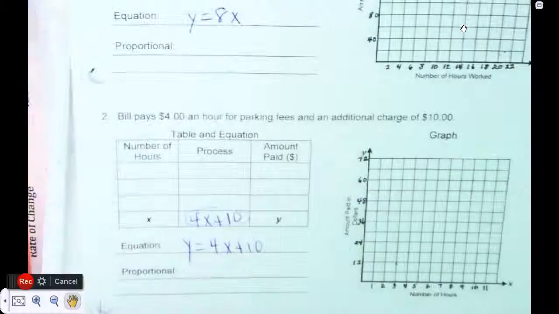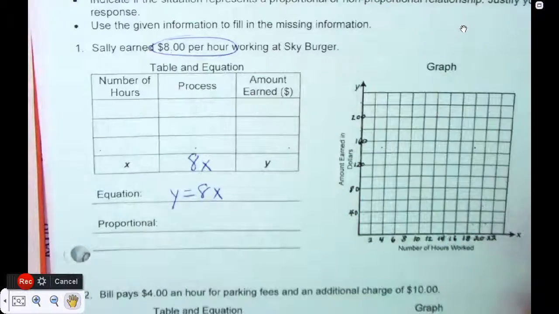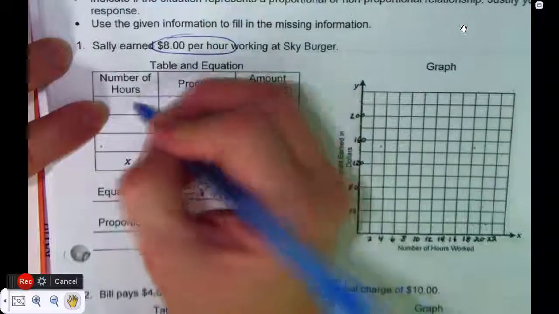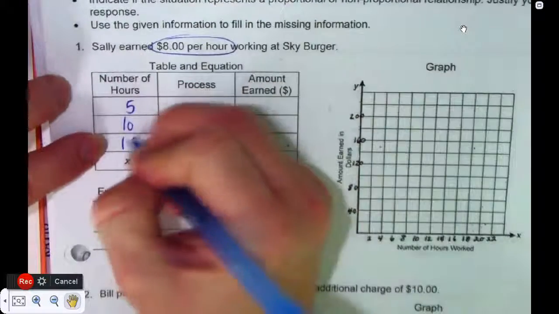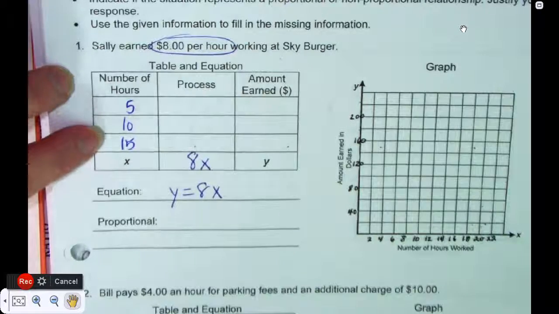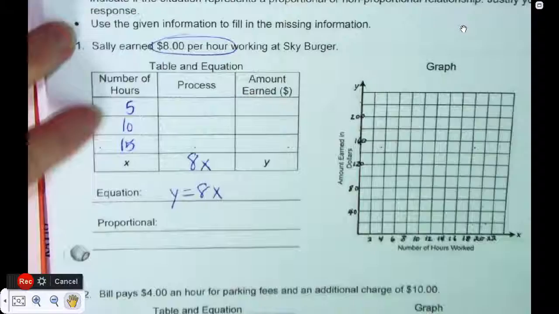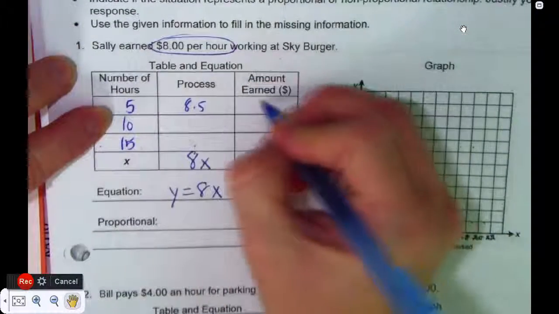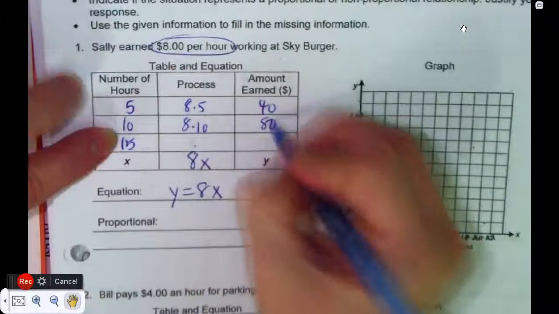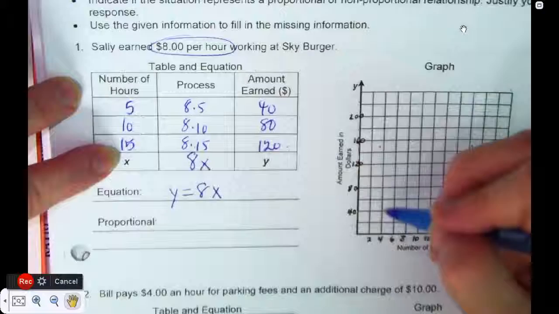8x. What hours did you put over here? 10, 12, and 14. Okay, I'm going to do 5, 10, and 15. And if you didn't do these, that's okay. So you're going to go 8 times 5 is 40 if you use 5. 8 times 10 is 80. 8 times 15 is 120. So I'm going to go graph it.